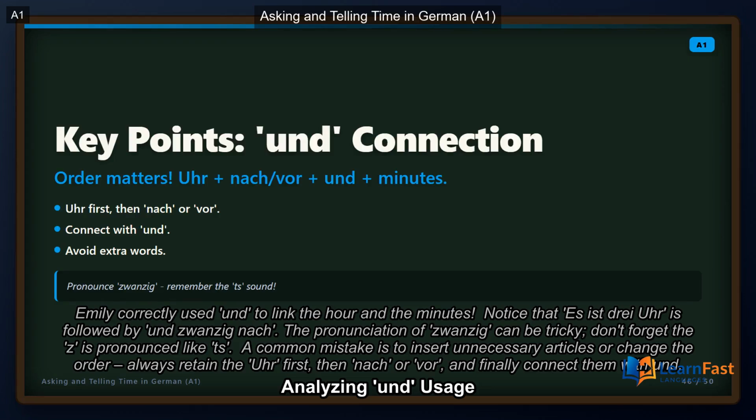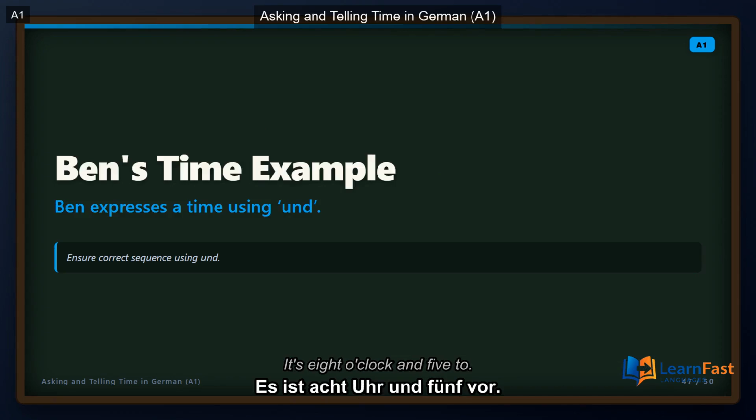The pronunciation of Zwanzig can be tricky. Don't forget the Z is pronounced like TS. A common mistake is to insert unnecessary articles or change the order. Always retain the hour first, then nach or vor, and finally connect them with und. Es ist 8:05 vor.